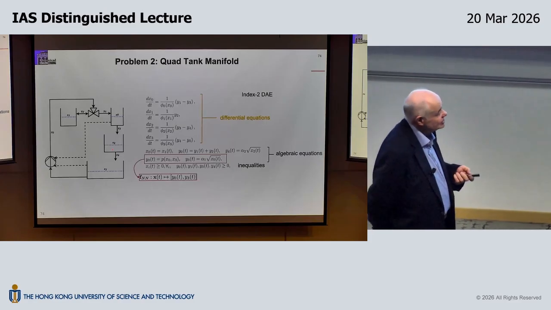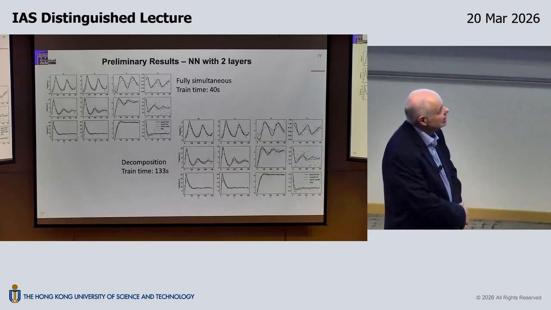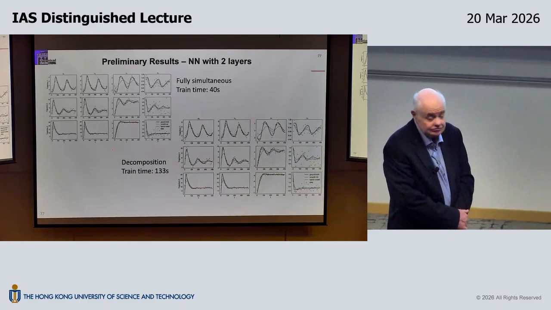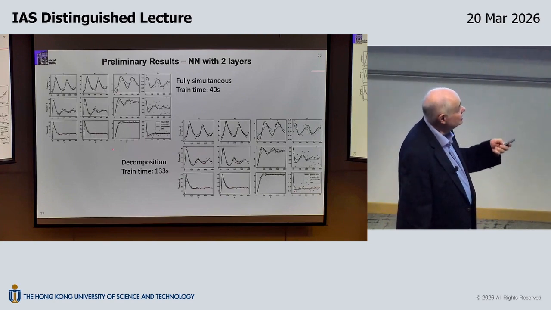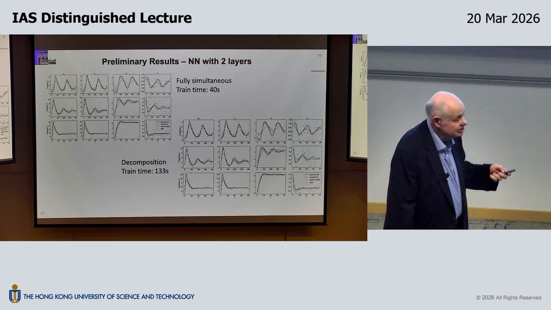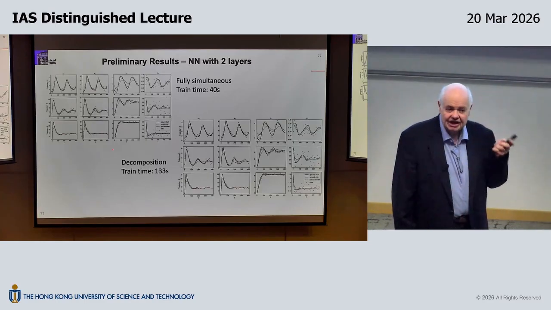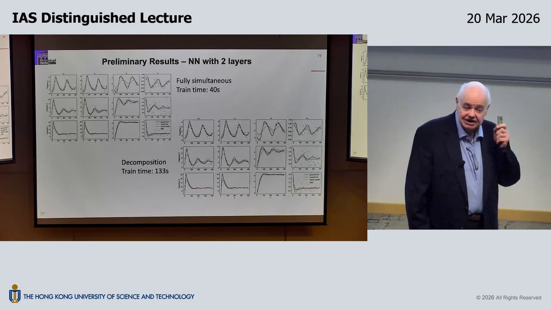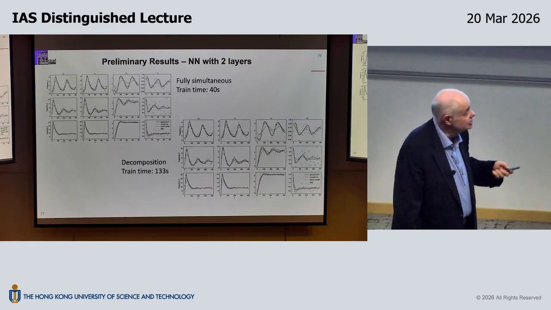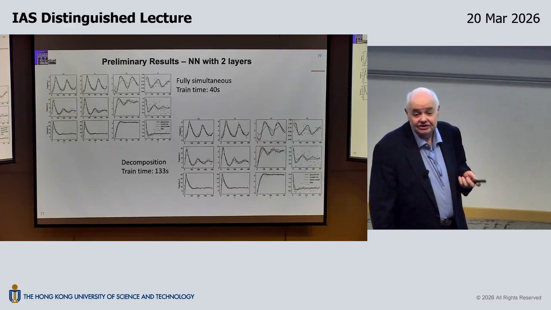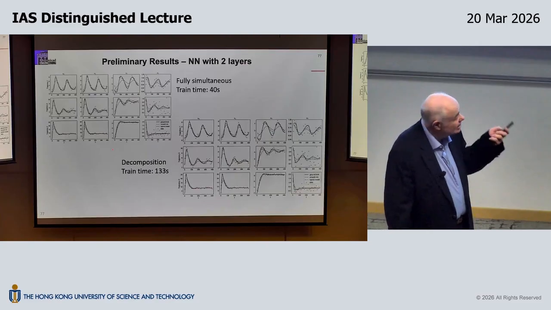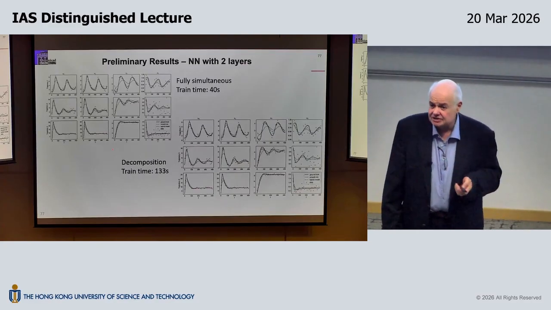This is how we run this thing, and now what we're going to see is the following. 2 layers, neural net. What we're going to find out is fully simultaneous, this thing takes 40 seconds to train with our simultaneous approach. The decomposition, and we used Adam for the training of the neural net on the outer loop, and then we used IPOPT for the inner loop. That took 133 seconds. Not so good. That's for 2 layers, okay?